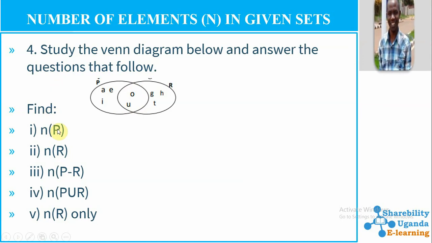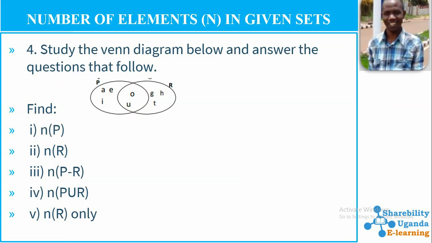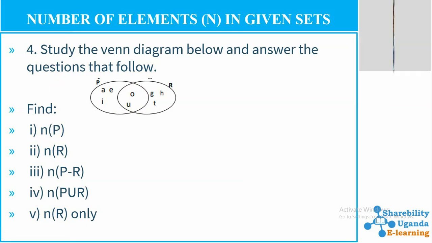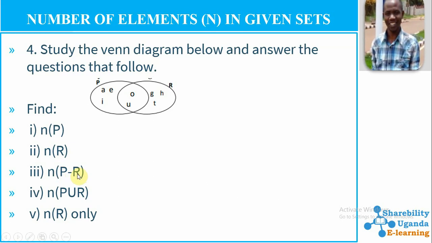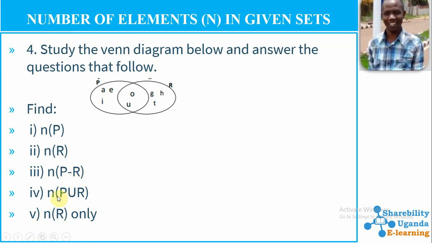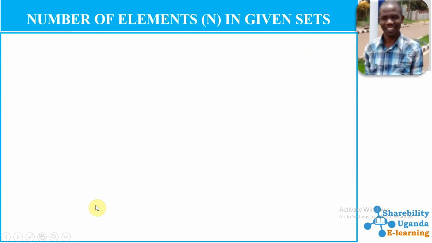They only want us to find the number of elements in our set P, and also the number of elements in our set R. Then they also want us to find the number of elements in our set P minus the number of elements in our set R. Also here they want us to find the number of P union R. Then also they want us to find the number of R complement.